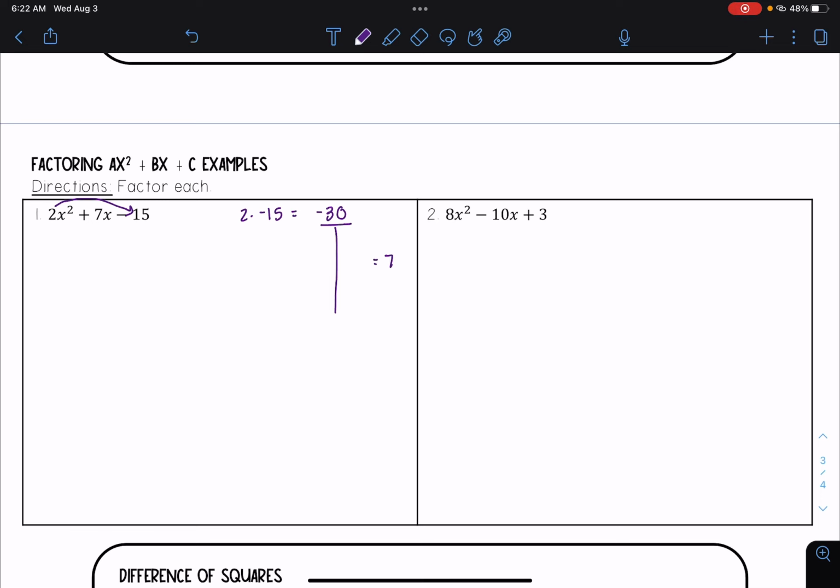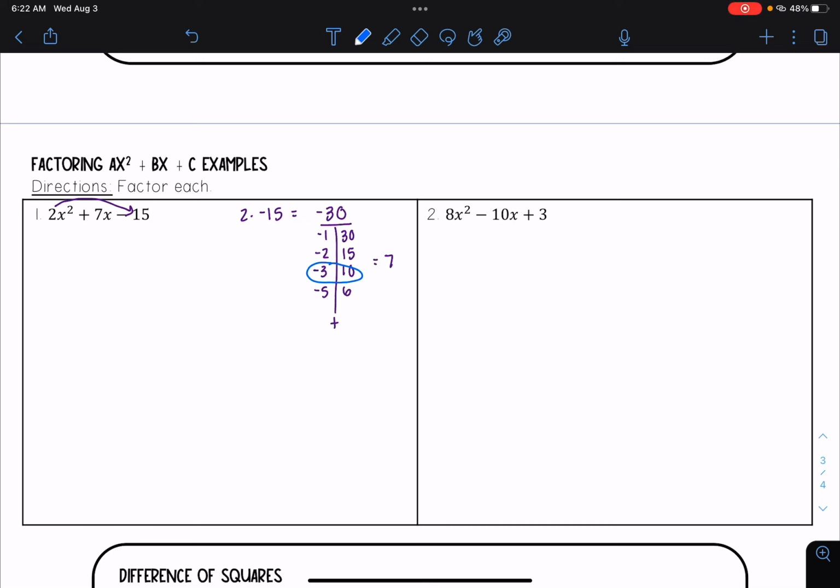So here I'm multiplying to a negative number, so one of my factors needs to be positive, the other needs to be negative. Since it's adding to a positive 7, my smaller factor needs to be negative. So I have negative 1 times 30 is negative 30. Negative 2 times 15 is negative 30. Negative 3 times 10. 4 can't go in there, and then I have negative 5 and 6. And so I see that the factors that add to equal 7 are negative 3 and 10.